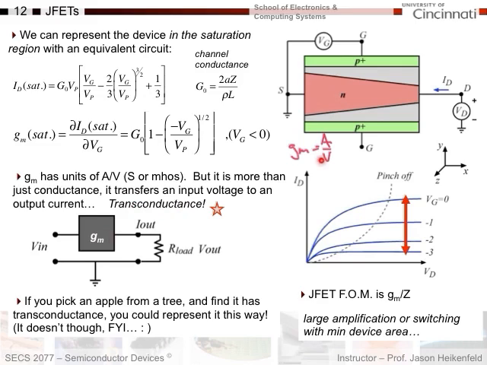I want to emphasize that transconductance can be for just about anything that gives you a transconductance. So let's say you went to an apple orchard, you picked an apple from a tree, and you found it has transconductance, then you could represent it this way.